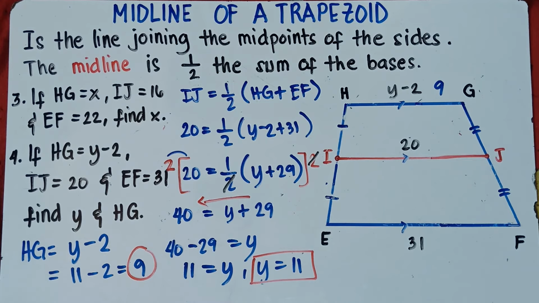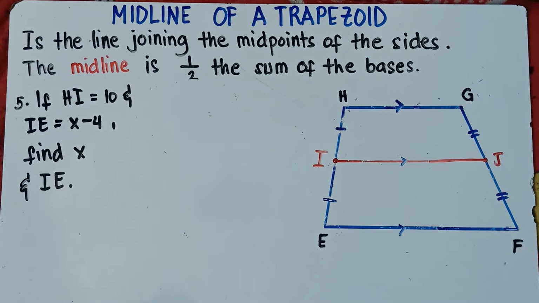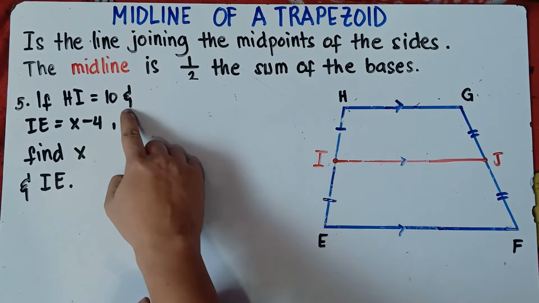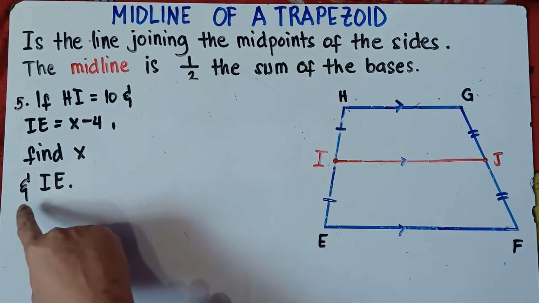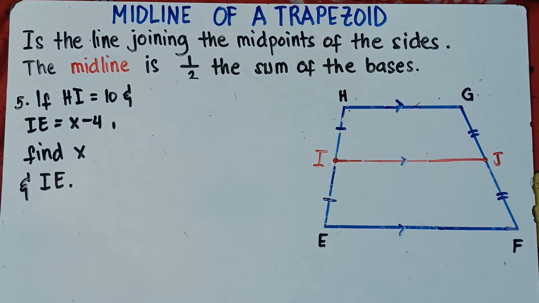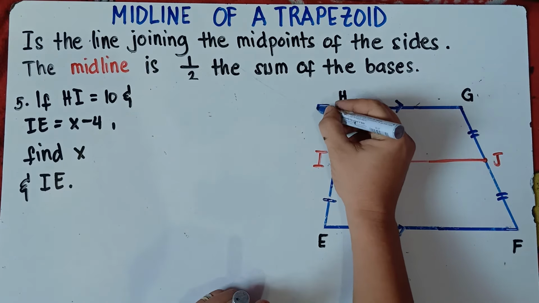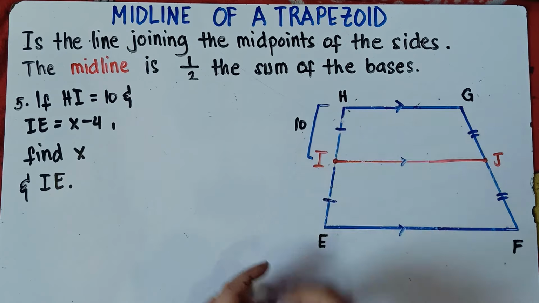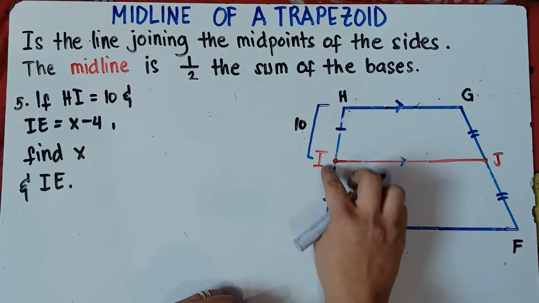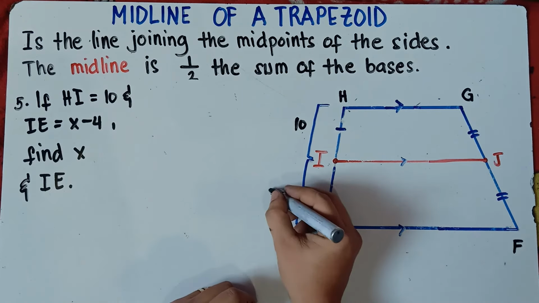Let's try the last example, class, number 5. Alright, so number 5, last question, class. If HI is equal to 10, and IE is equal to x minus 4, find x and IE. Before we answer that one, we need to label. So this line segment HI is 10, and this line segment IE is x minus 4.